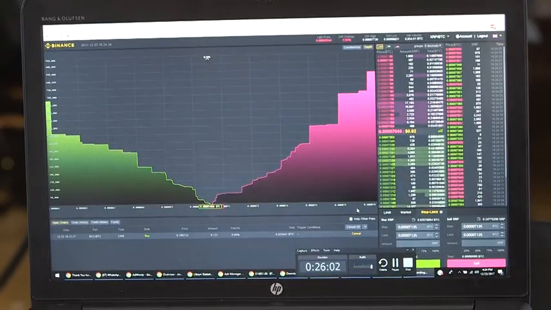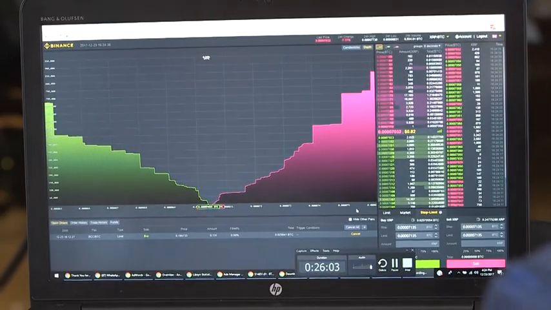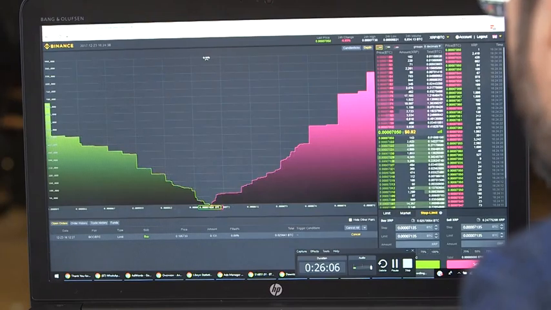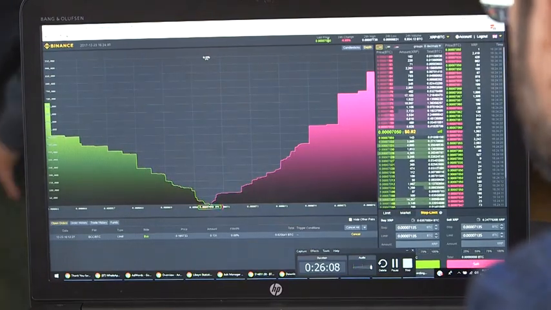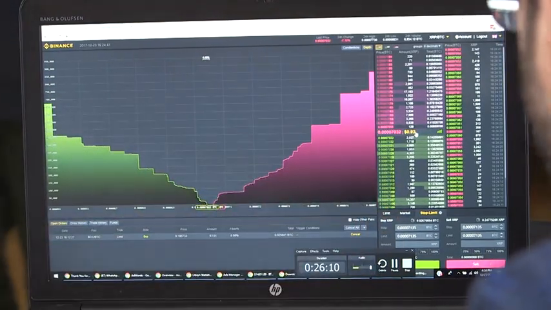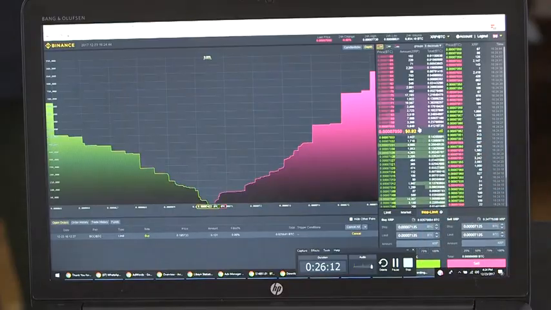What is Ripple at right now? 92 cents. Where do we see Ripple? It's in the yellow price in the middle of that block between the two order books. Yep, 92 cents right there. Yes, sir. So it's at 92.